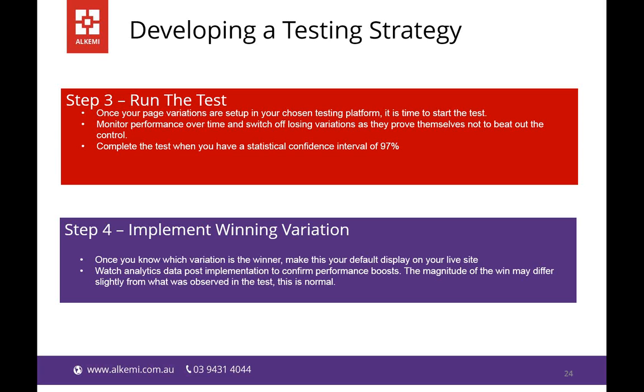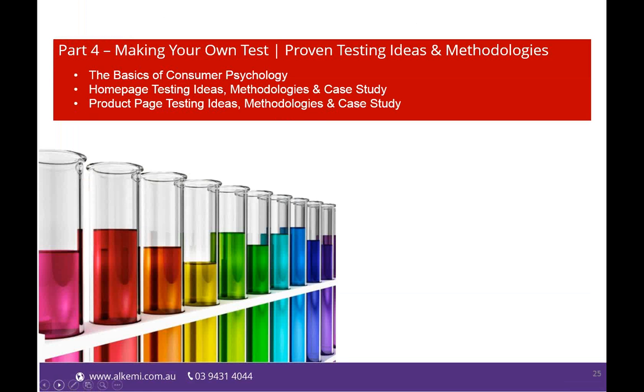Step 4 is simple. Implement the winning variation. Once you know what the winner is, make it your default display on your site. But it is very important to make sure that you keep an eye on your analytics data. You want to be able to prove out that this in the real world has reflected what we saw in the test environment.